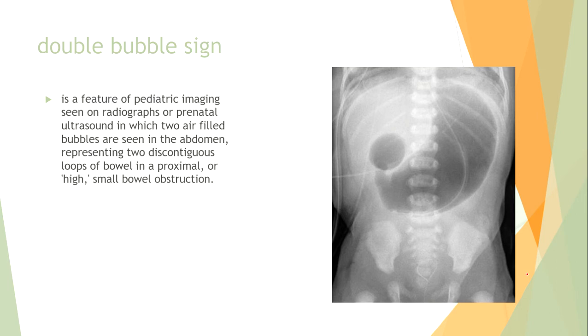Double bubble sign. It is a feature of pediatric imaging seen on radiograph or prenatal ultrasound in which two air-filled bubbles are seen in the abdomen, representing two discontinuous loops of bowel in a proximal or high small bowel obstruction.